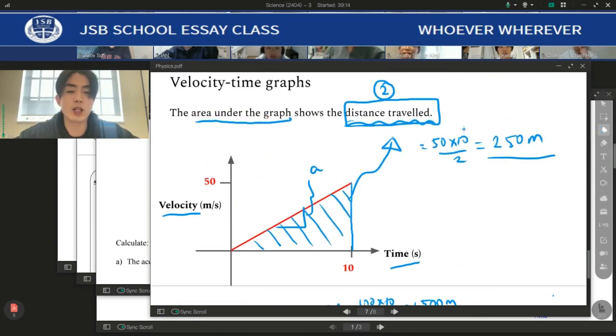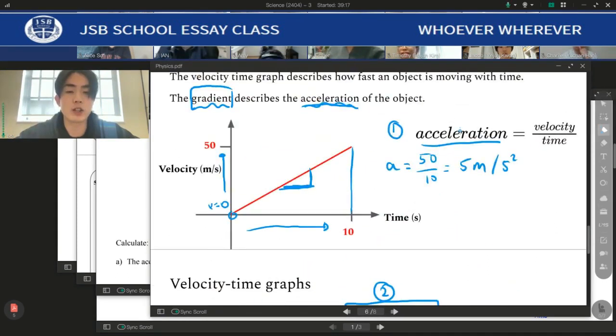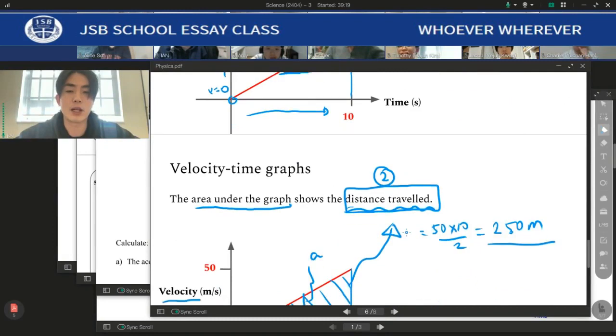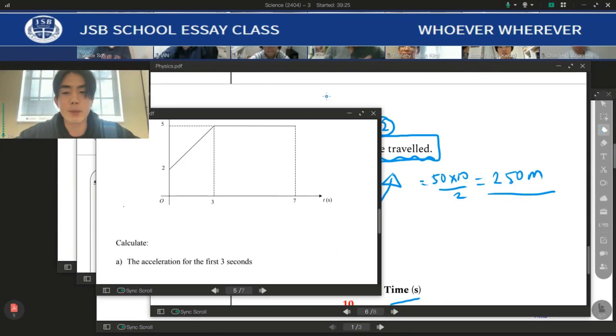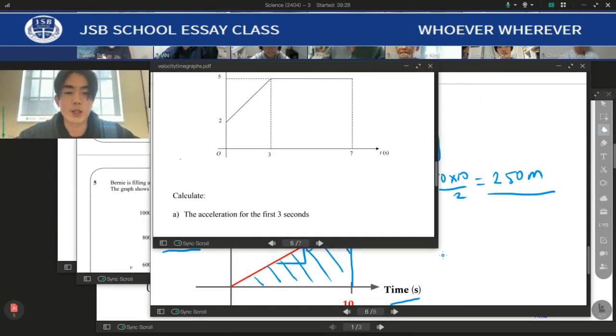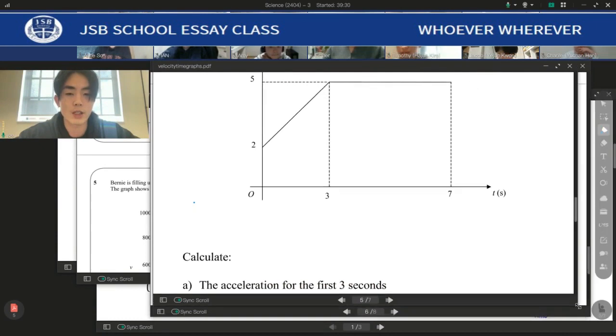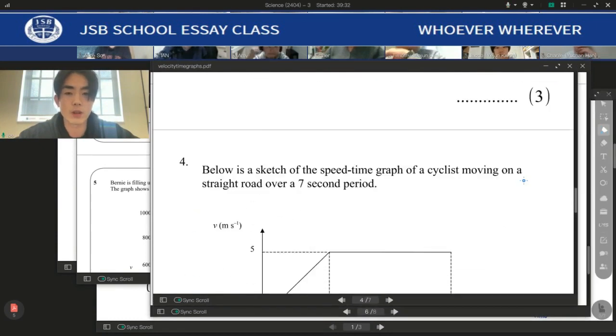So that's the two things, okay? For a velocity time graph, we can work out acceleration, which is the gradient, and we can work out the distance traveled, which is the area underneath the graph. Okay. All right, the questions do get a bit difficult for this type of graph, okay? So I'm going to give you some questions to try, actually. Let's see.